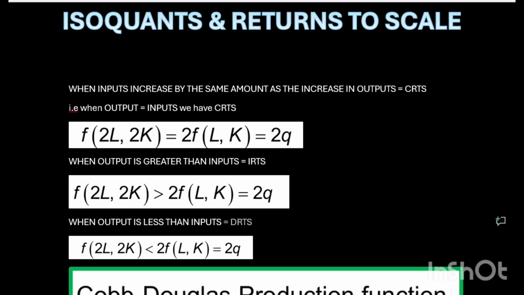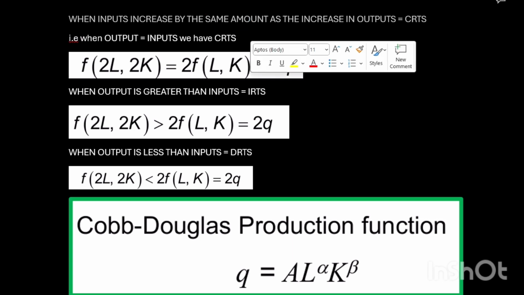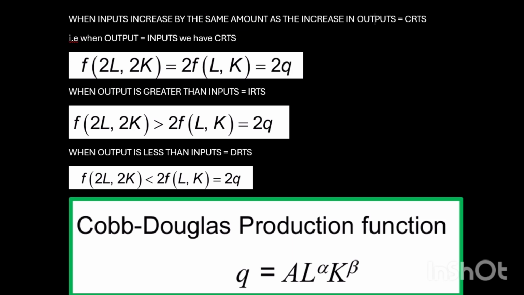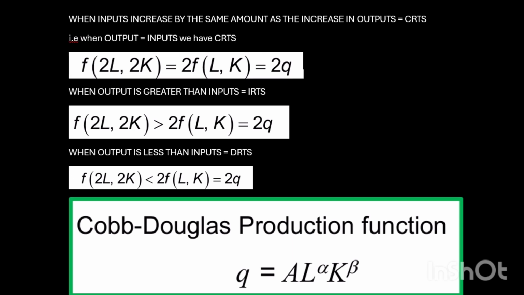Okay, returns to scale. So firstly, when your inputs increase by the same amount as the increase in outputs, we have constant returns to scale. In other words, it's when our output is equal to our input, we have constant returns to scale. So this right here is our production function for which our inputs are equal to our output.